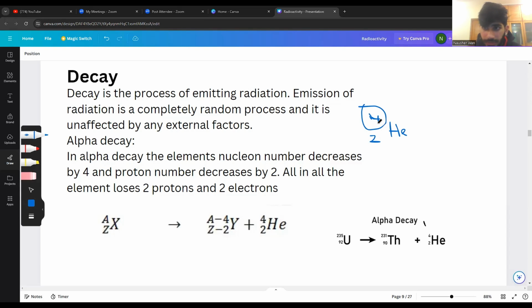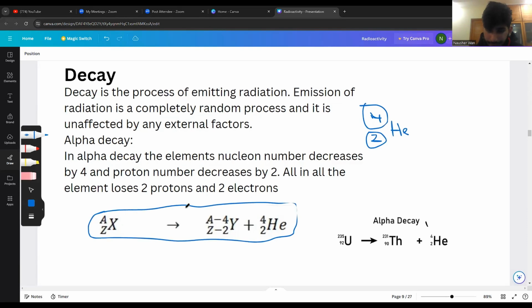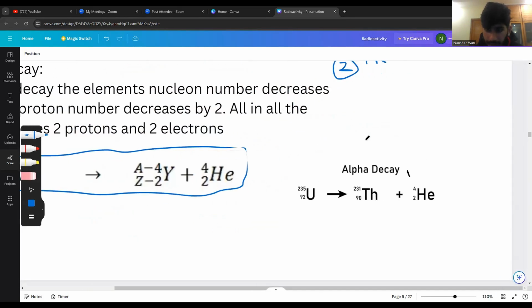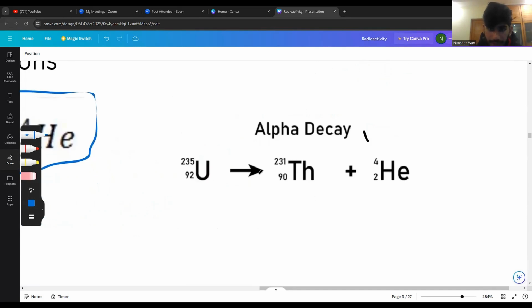It's going to lose 4 from its nucleon number and it's going to lose 2 from its proton number. So this is sort of a general formula that you have for any alpha decay, right? And we can also look at the example over here. Now, you don't really need to know the element names after a certain decay, like uranium being converted into thorium over here. You don't need to know these because they'll already be giving you the names. You just need to be able to fill out these numbers over here.